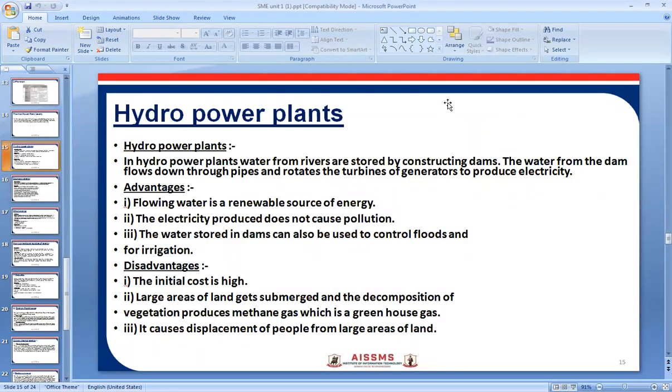In a hydroelectric power plant, water from the rivers is stored by constructing dams. The water from the dam flows down through the pipes, known as the penstock, and rotates the turbine of generators to produce electricity.